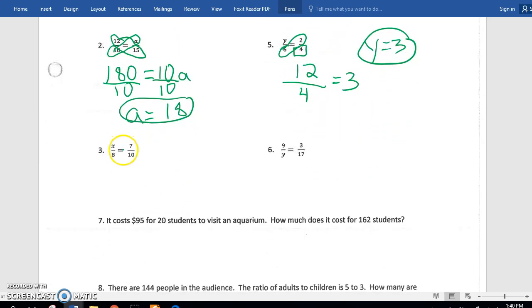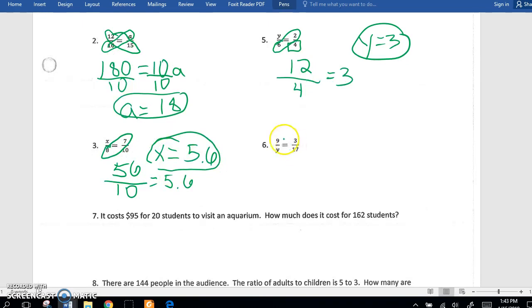Number 3, 8 times 7 is 56. Divided by 10, well, that's going to be 5.6. So x equals 5.6.